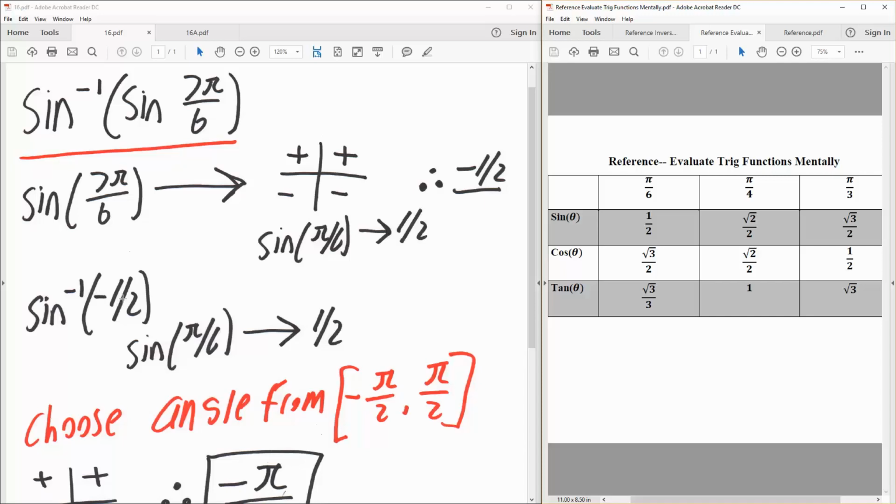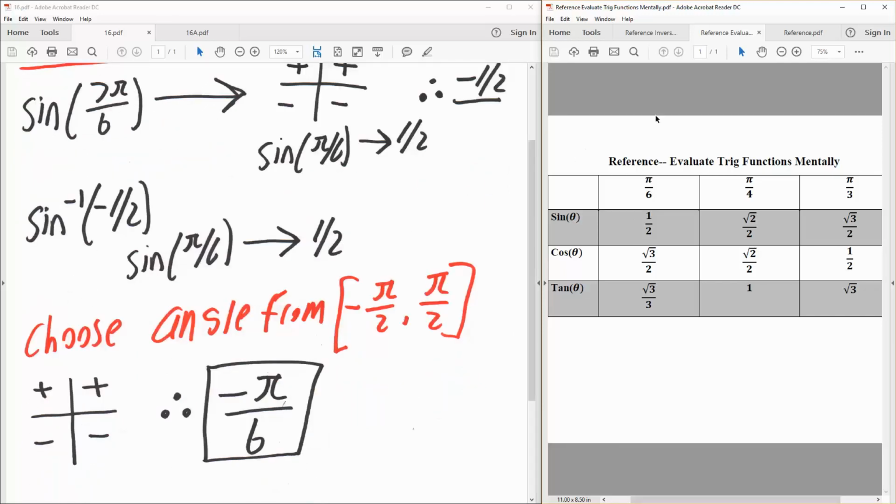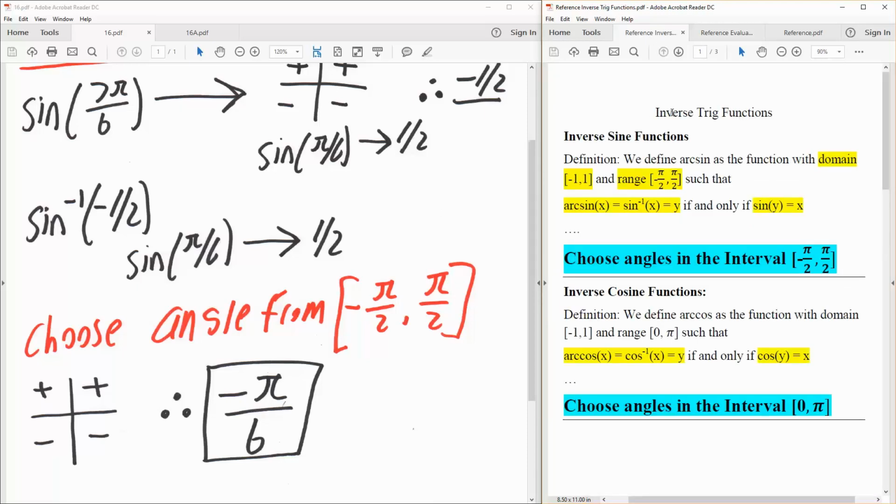So how can we get 1/2? What angle of sine would give us 1/2? If we look at our table, it would be pi over 6, since sine pi over 6 produces 1/2. The next step is to choose what angle, and the way we choose the angle is we use this reference table for inverse trig functions. Inverse sine can only go from negative pi over 2 to pi over 2, so it could only be in quadrant 1 or quadrant 4. And since we technically have a negative 1/2, we're going to want the negative one.